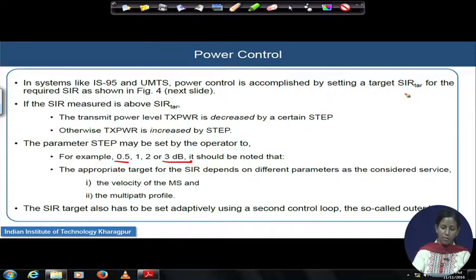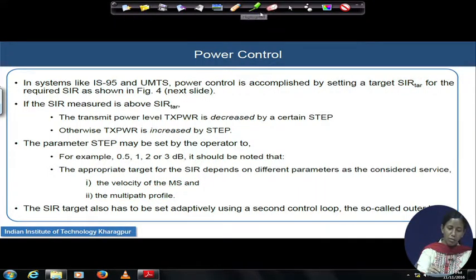Also, this SIR target is not a fixed target always, because it needs to be varied based on the velocity with which the mobile station is moving, as well as the multipath profile of the channel, the way it is varying. And so, the setting of this SIR target is required to be adaptively changed.